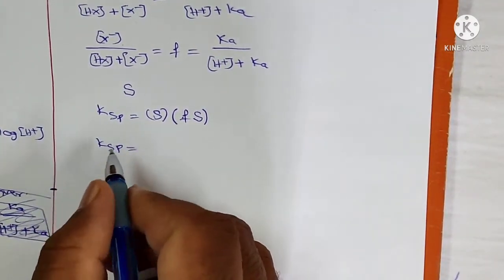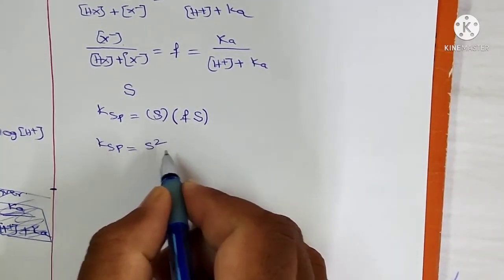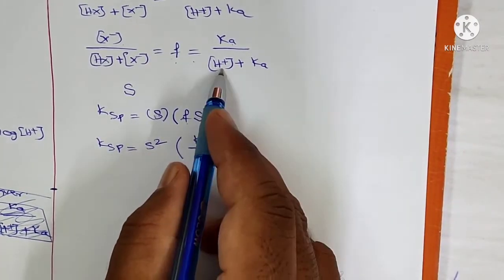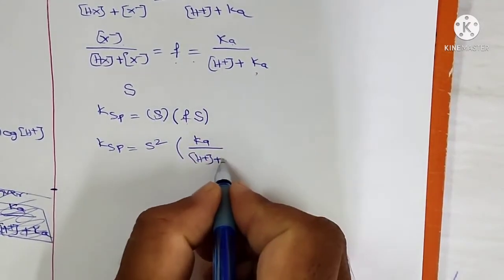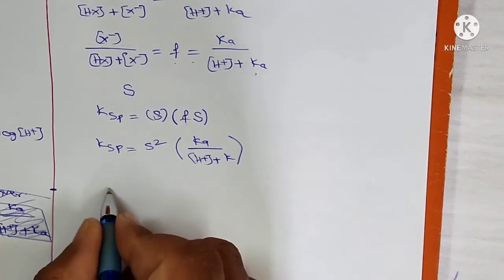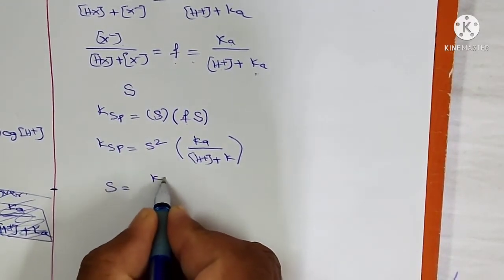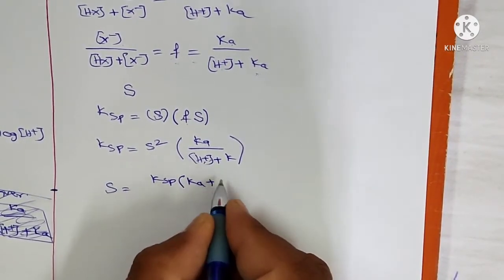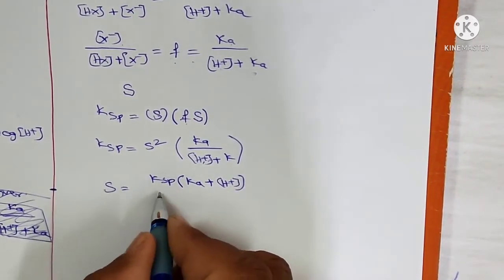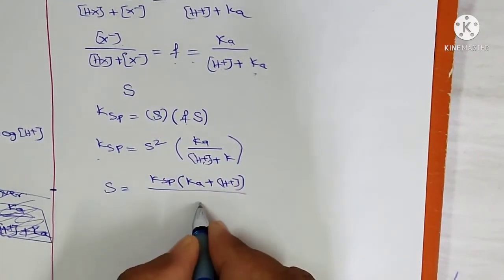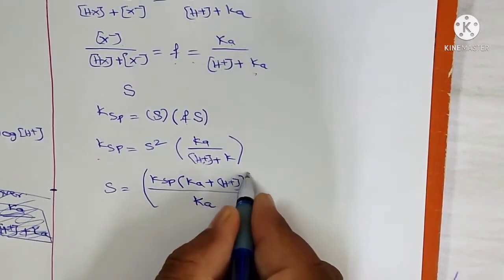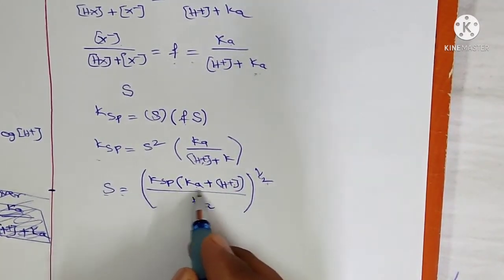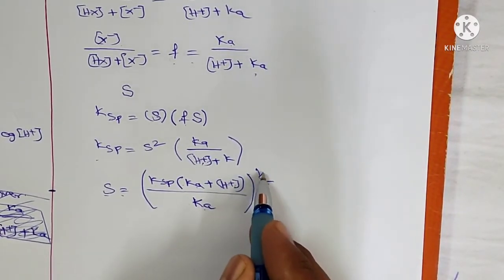Then Ksp is equal to S square into the factor F. So F is equal to Ka divided by H plus concentration plus Ka. Then the molar solubility S is equal to Ksp into Ka plus H plus concentration, divided by Ka, and Ka comes to the denominator. All to the power of 1 by 2 because there is an S square. So S is equal to Ksp into Ka plus H plus concentration divided by Ka, and all the value to the power of 1 by 2.